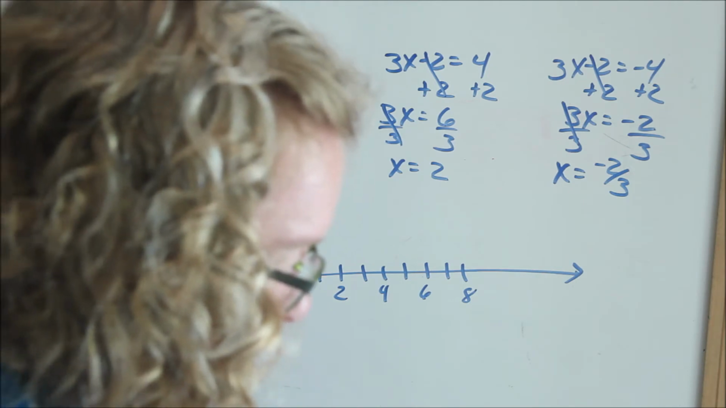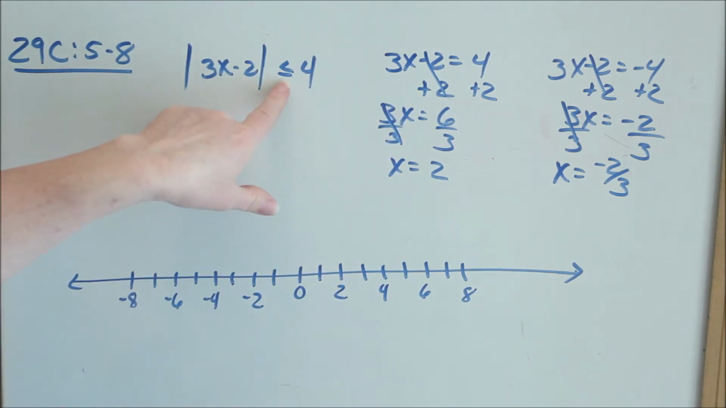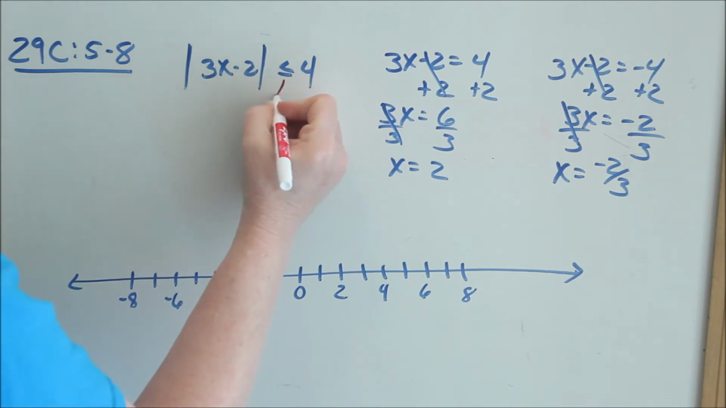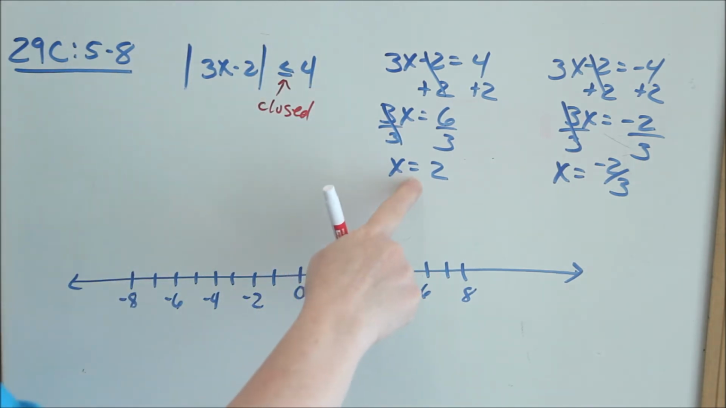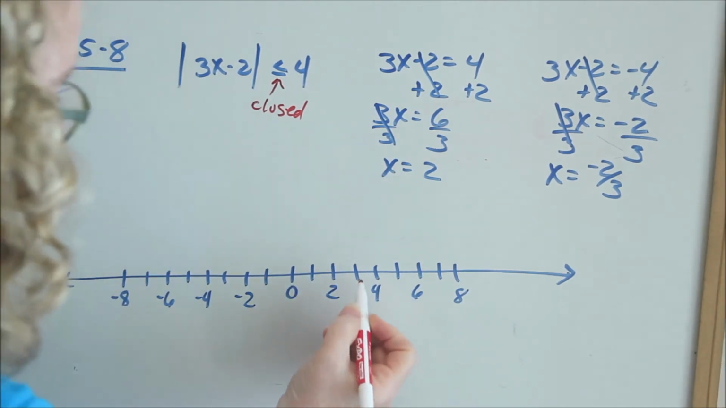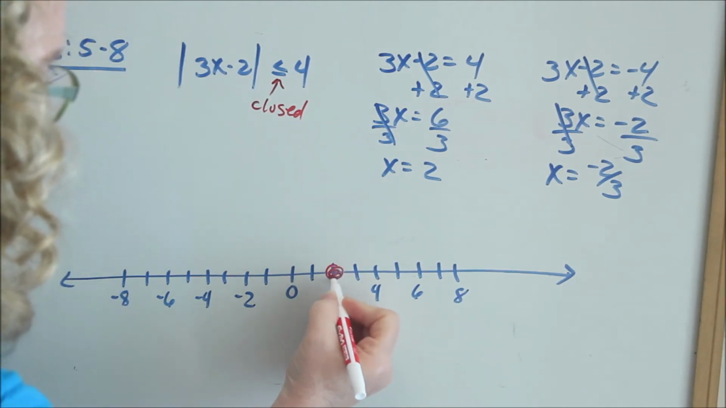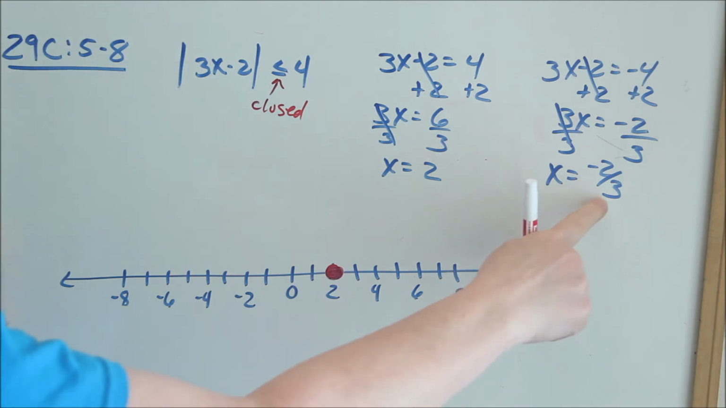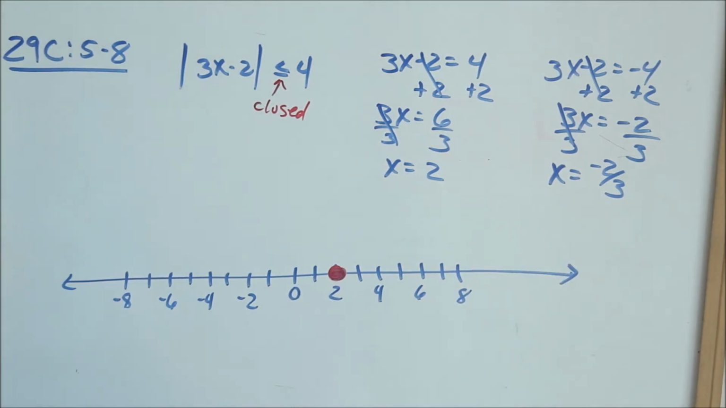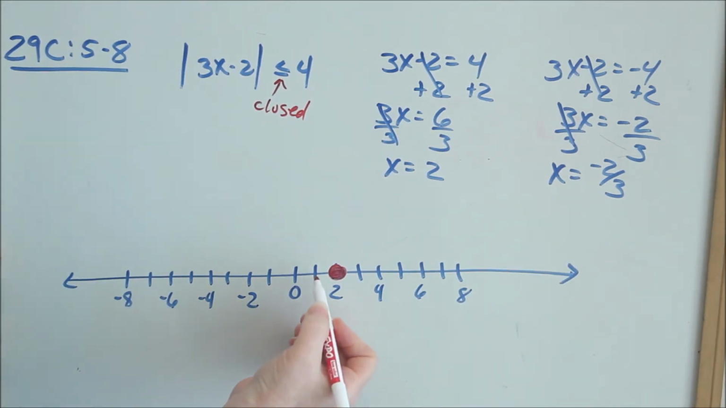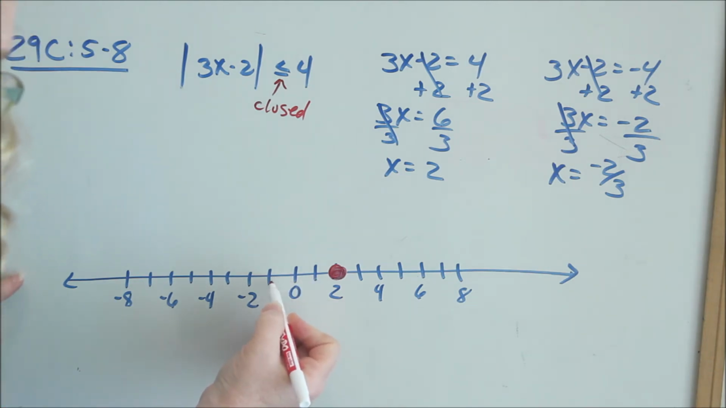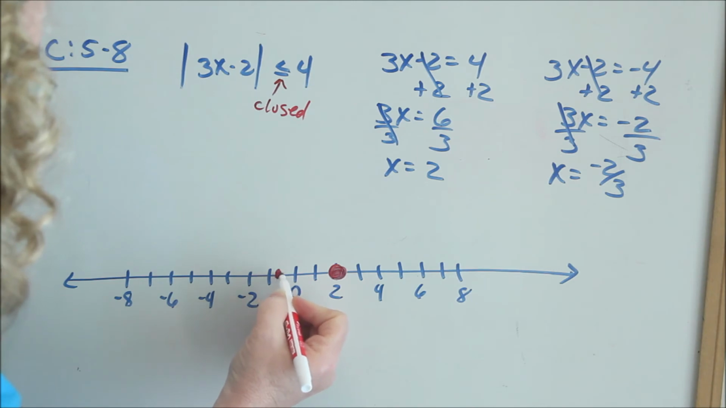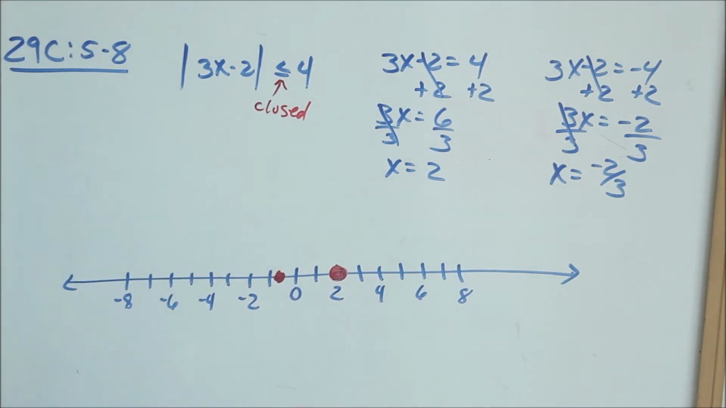So on your number line, and by the way, we have less than or equal to. The fact that we have an equal to means we want a closed circle. So go plot x equals a positive 2. So at positive 2, I have a closed circle right there. Then negative 2/3. You're just estimating that's somewhere in between 0 and negative 1. So I'm going to make it like right there.